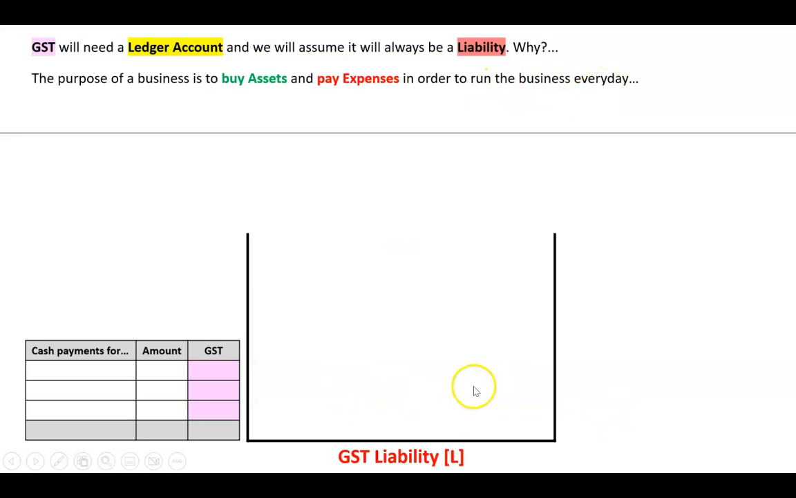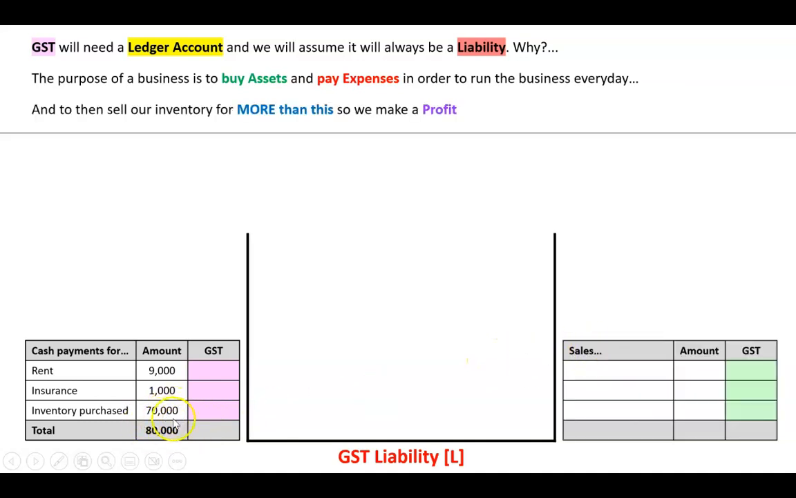So let's just take a basic example here. Let's say this business has paid cash for the following: rent $9,000, insurance $1,000, and inventory $70,000. And if we add all that up, that has come to $80,000. And that's what every business does. It pays for expenses and it buys assets. And then what it tries to do is sell those. And what it needs to do is make sales in excess of what all of its expenses and all of its assets that it's bought have come to. So in this case, this has come to $80,000.